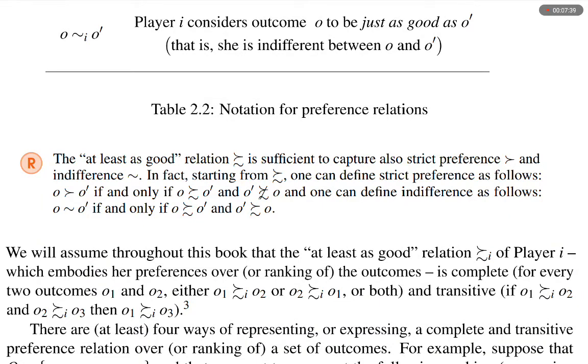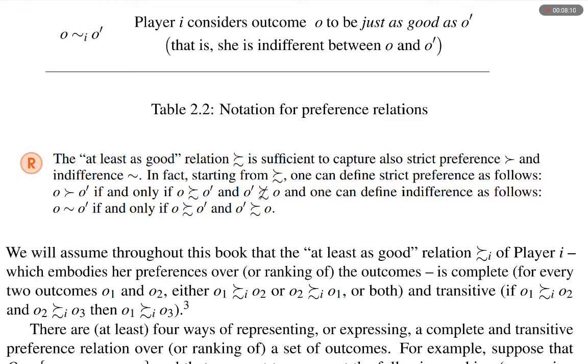The at least as good relation, ≿, is sufficient to capture also strict preference, ≻, and indifference, ∼. In fact, starting from ≿, one can define strict preference as follows.